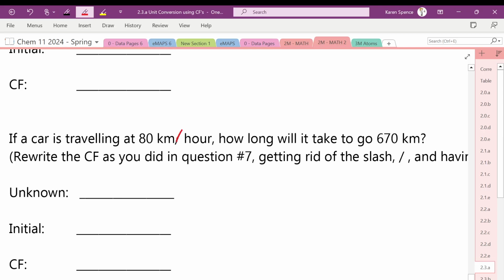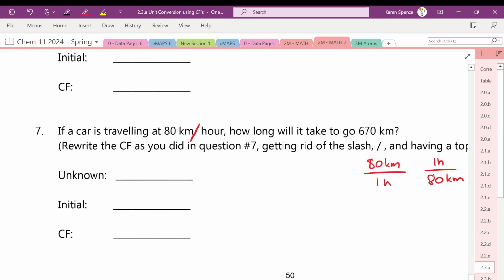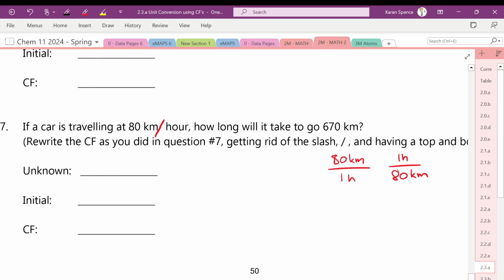When we write like this, that puts 1 over the other. But when you write it as a conversion factor, you will never write it like this. You will always write it as either 80 kilometers over 1 hour or 1 hour over 80 kilometers. So that tells you that that is your conversion factor.